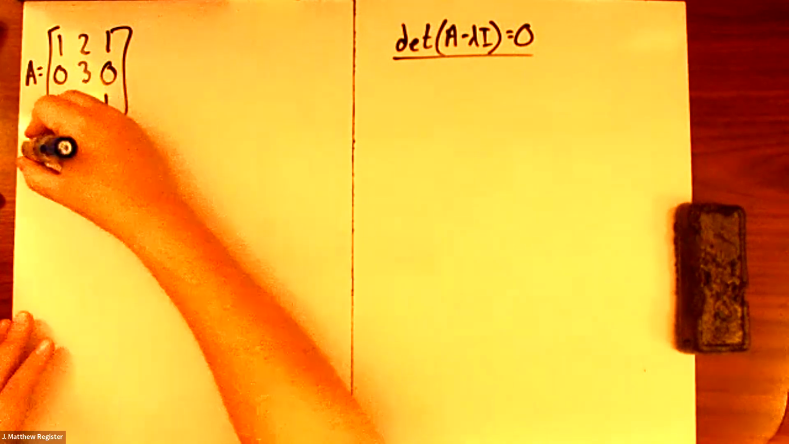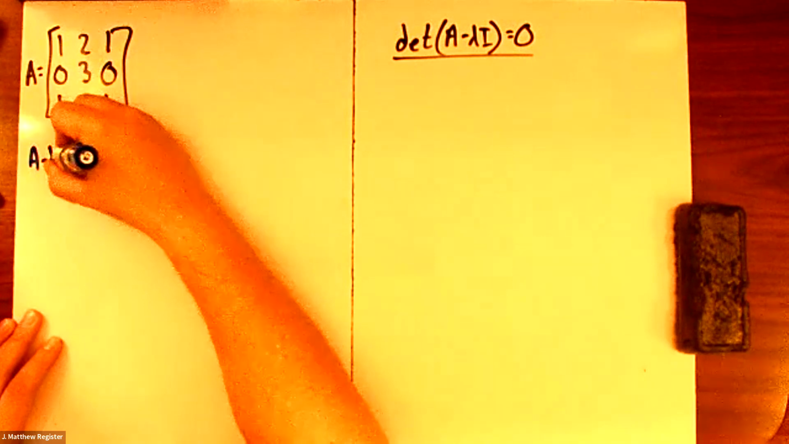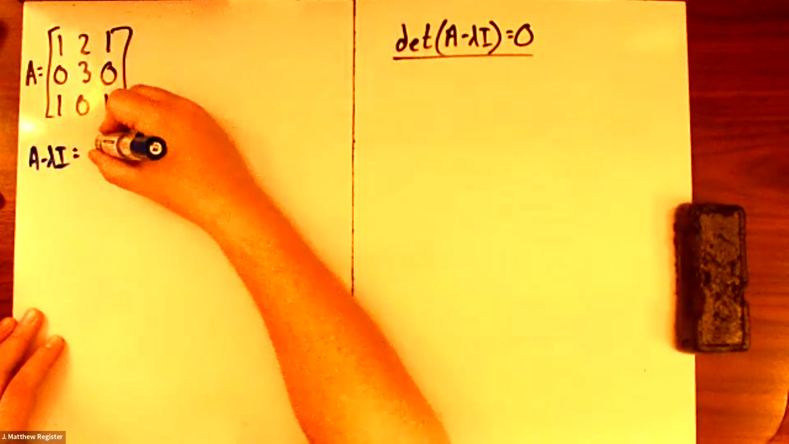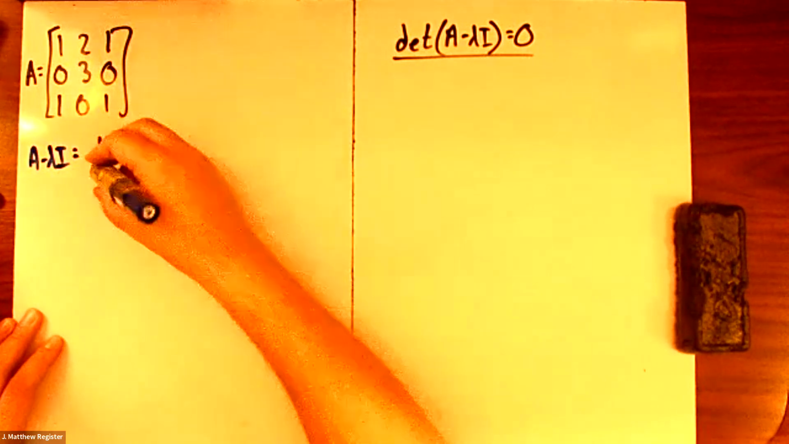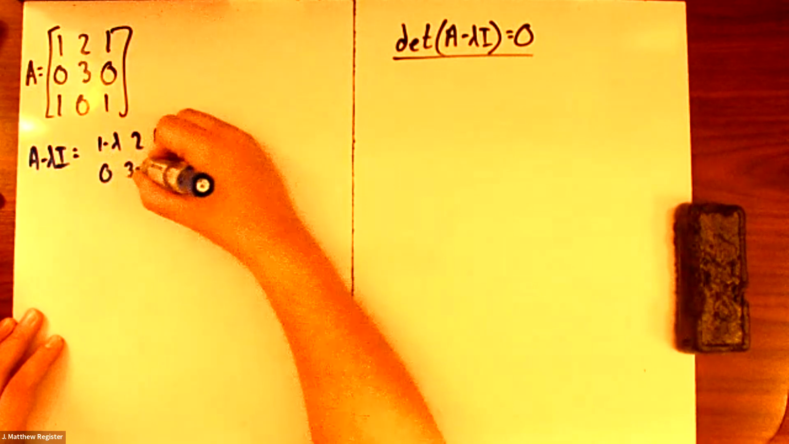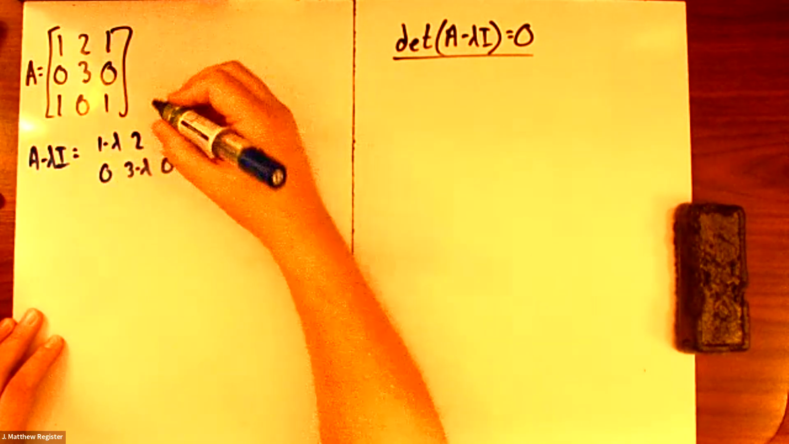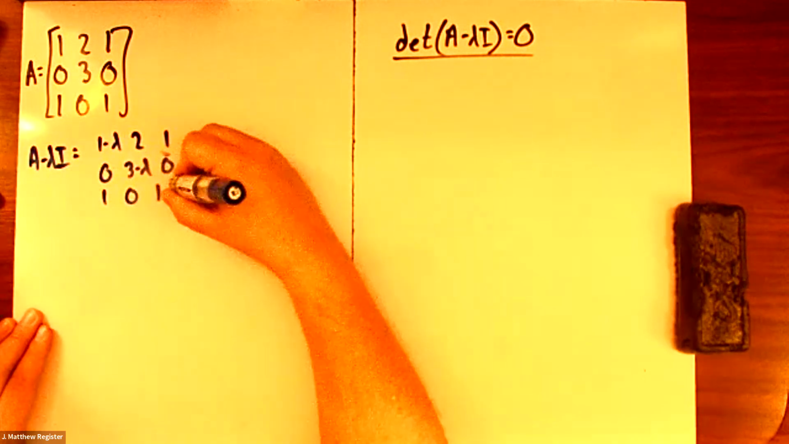And so we begin by doing A minus lambda I. And so A minus lambda I is going to be a 1 minus lambda, 2, 1, a 0, a 3 minus lambda, 0, and then a 1, a 0, and a 1 minus lambda.